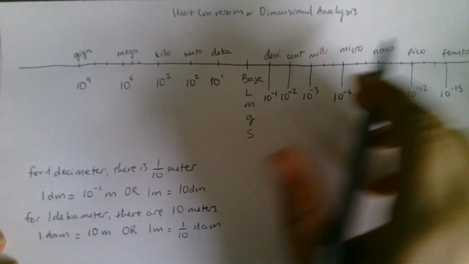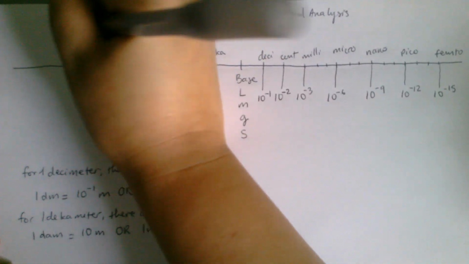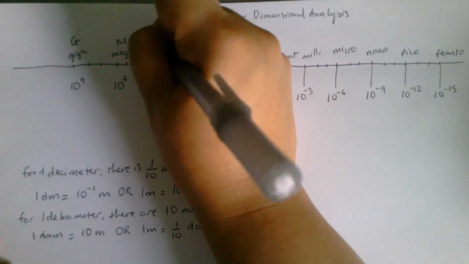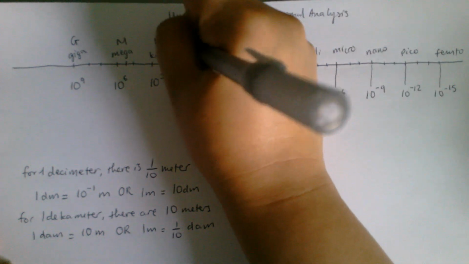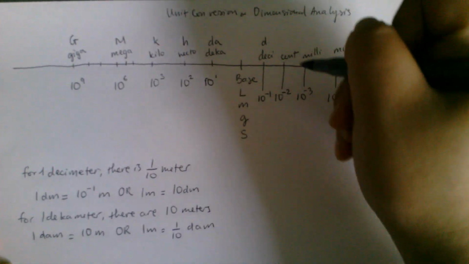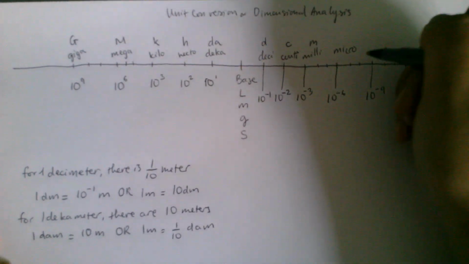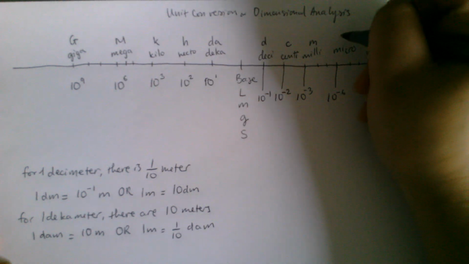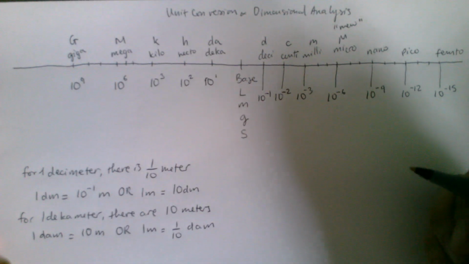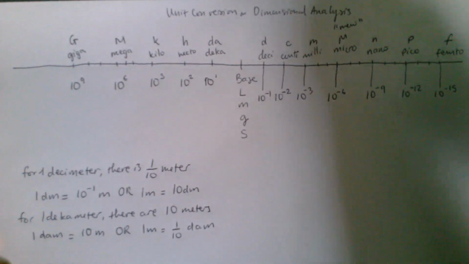The abbreviation for these units are such: giga is big G, mega is big M, kilo is small k, hecto is small h, deca is DA, deci is D, centi is C, milli is M, micro, because we can't use M anymore, we use mu, nano we use N, pico P, femto F.